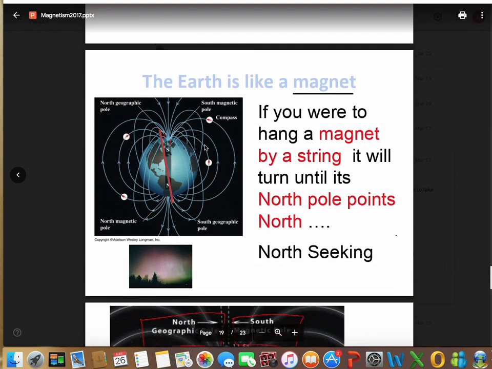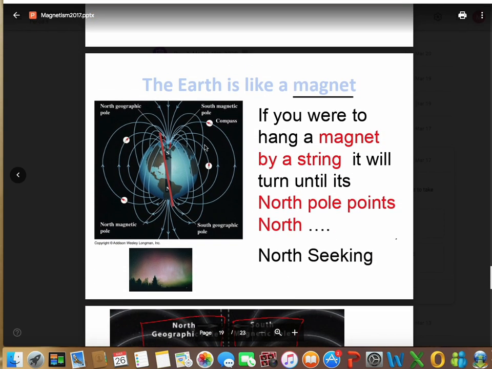Okay, this is my favorite thing because the Earth is like a huge magnet. So this is how you can tell what side of the magnet is the north or the south. You hang a magnet by a string, and it's going to turn until its north pole points north, because the north is seeking the south. Wait, what? The north is seeking the south, and it's pointing north? I'm so confused. Our Earth is a great big magnet, but here's the funny part.